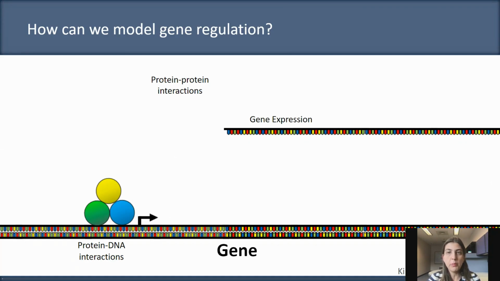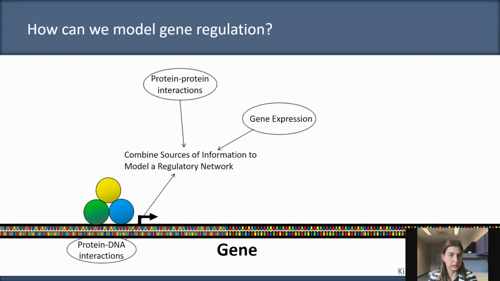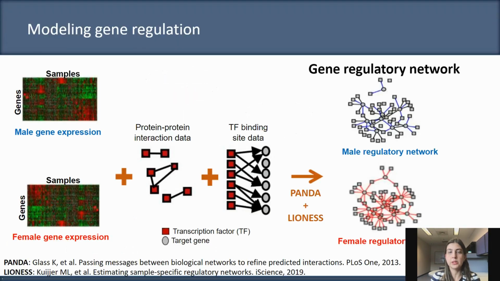So we could combine these three sets of data, protein-protein interaction, gene expression, and protein-DNA interactions, to model a regulatory network. So that's what we're doing. So we have sex-specific gene expression. We combine this expression with other sources of data to model a regulatory network in males and females. And then we can look for differences in network structure.